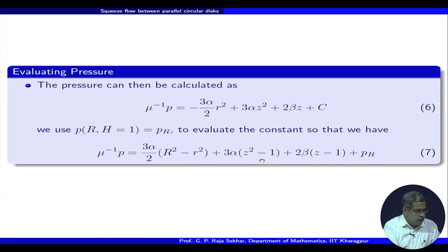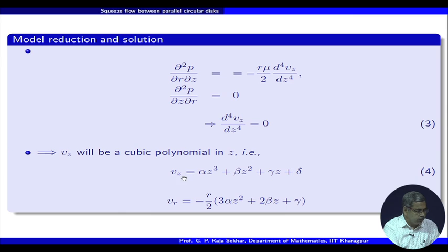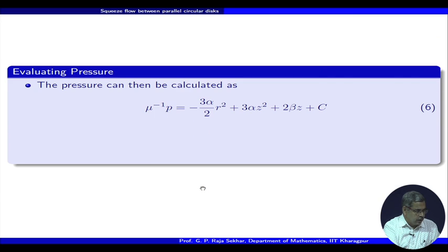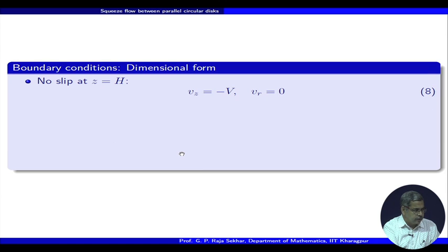So we have now got the pressure. However, the velocity expressions contain arbitrary constants, and we have obtained the expression for pressure in terms of these arbitrary constants. So these arbitrary constants are still to be determined. They will be determined subject to the no slip condition on the two discs. That is the next task.